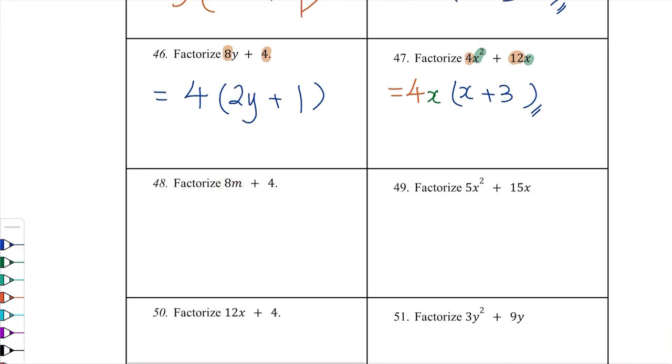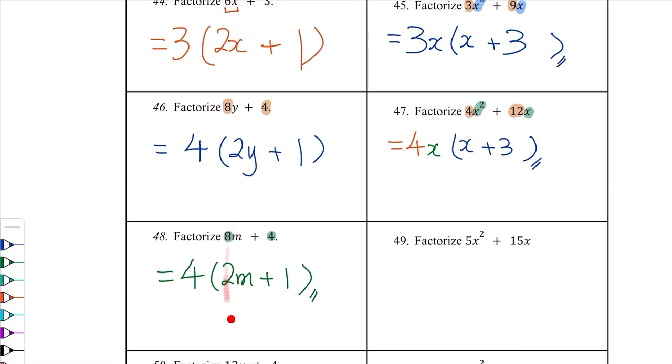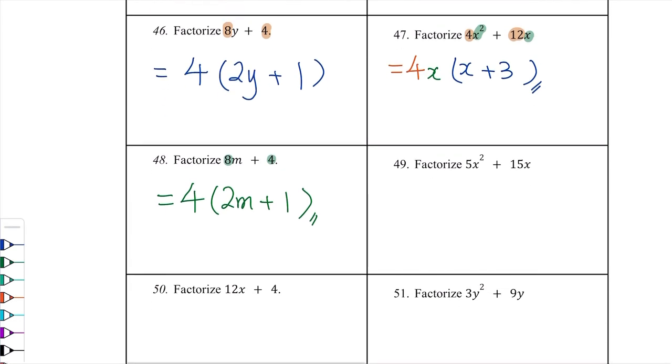Here, 8m plus 4. Is there any number that's common? Yep. So what is left? Any unknowns? Because this one is having m, this one is not. So there's nothing unknown as common. So we continue that. So 4 times what is 8? 2. There's still an m left. 4 times 1. Cool. This looks very similar to the previous one, right? So you know the trick, right? So you know what's the exam question, right? Smart kids.